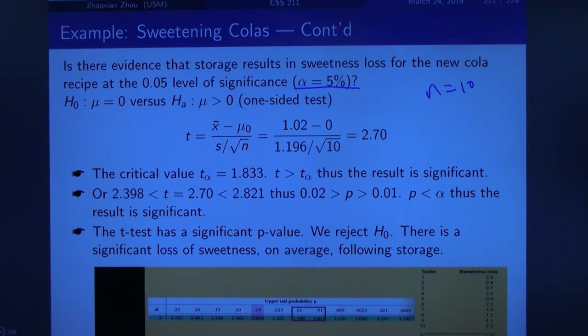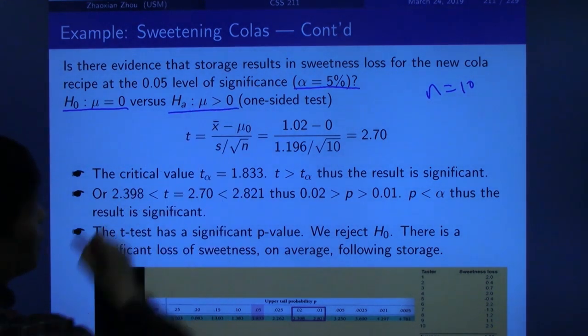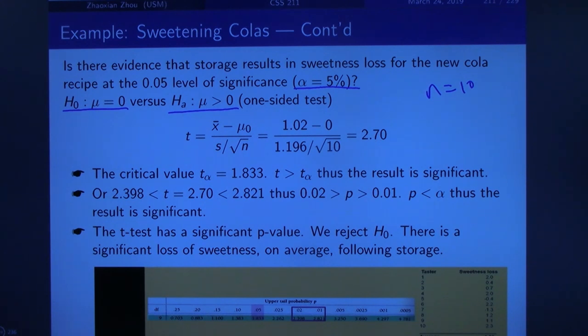Step 1 is to state the hypotheses, H0 and H1. We are interested in whether there is any evidence that the storage results in sweetness loss or not. So H0 is mu equal to 0, which means no sweetness loss. Or alternatively, there is a loss, which means the sweetness will be reduced. We are not saying the sweetness will be changed, which would mean increase or decrease. Here we only want to test if it will decrease. So that is a one-sided test.